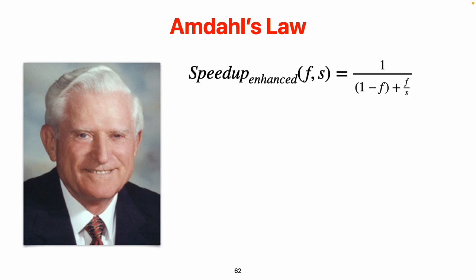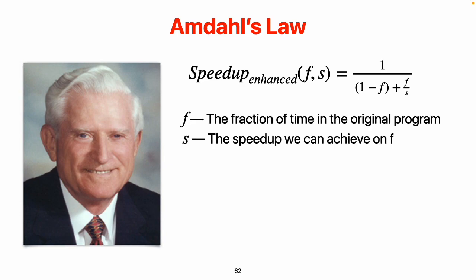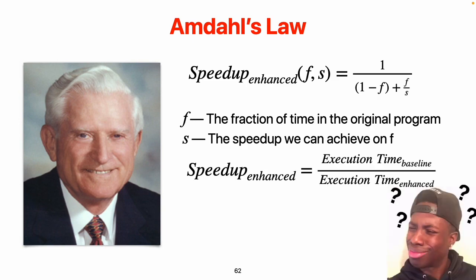And he actually had this law called speed up of F and S is equal to 1 over 1 minus F plus F over S. And the F here is the fraction of time in the original program that we are going to optimize. And the speed up we can achieve on F is denoted as S. So that's Amdahl's law.